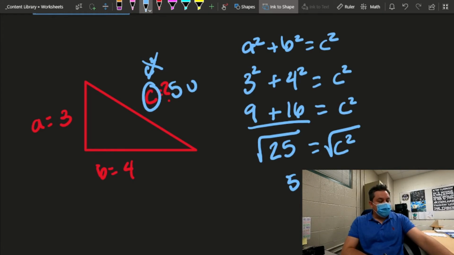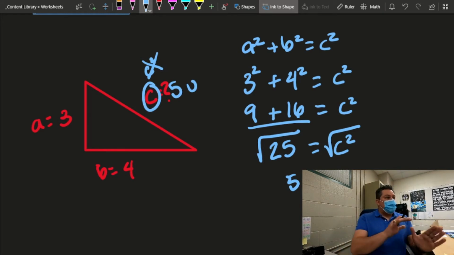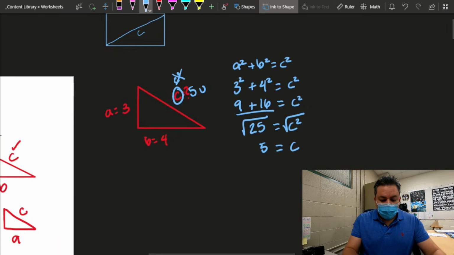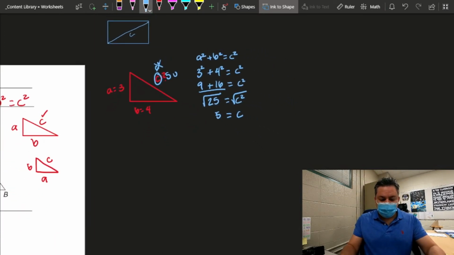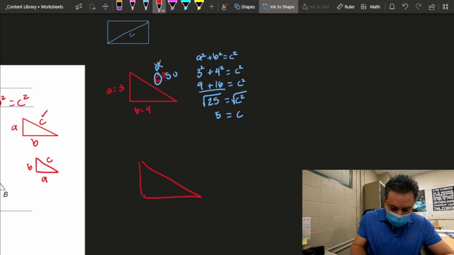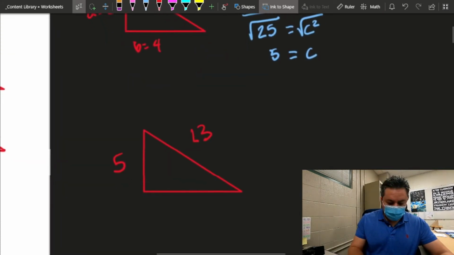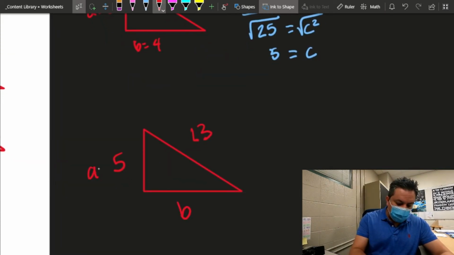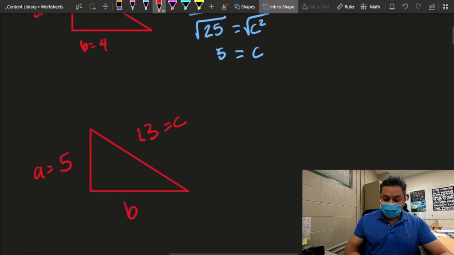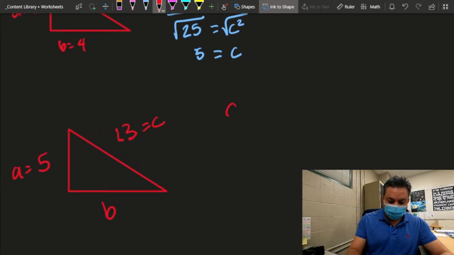Super simple. Now, what if I'm missing either A or B? It's about the same. Let me show you that one. I'm going to do another triangle, and I'm going to give you this right here, 13. This is 5, and what letter am I missing? B, right? So I know A is 5, C is 13, and I'm missing B. I'm going to use the same formula and substitute the values in. A squared plus B squared equals C squared.